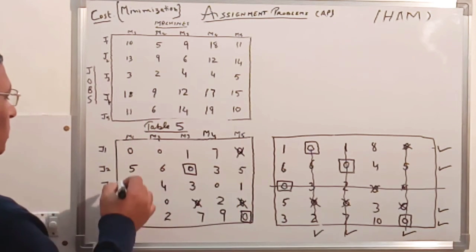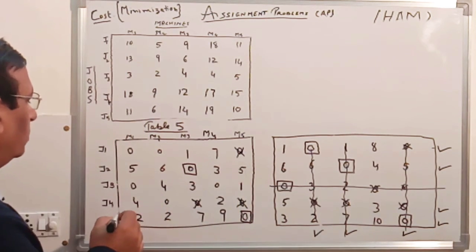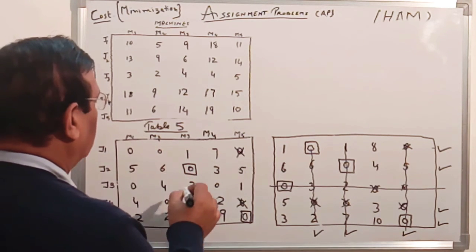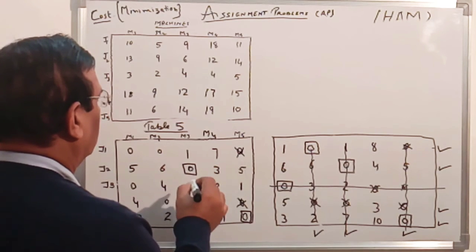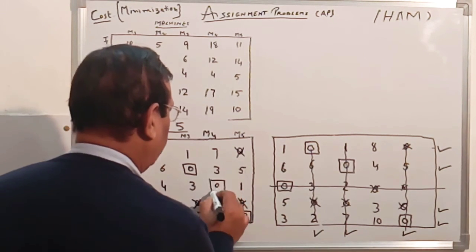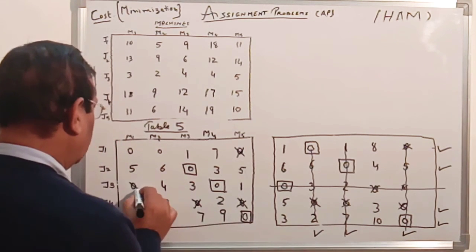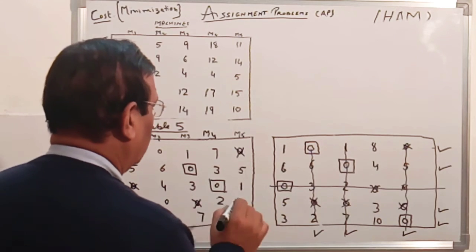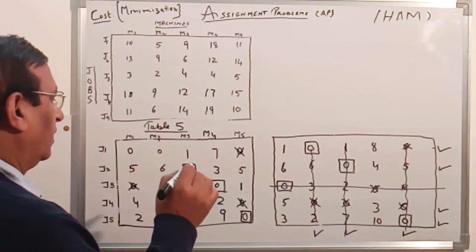Now after rows, come to the columns. In the first column, there are 2 zeros, we can't do. Second column, 2 zeros. Third column, assignment is there. Fourth column, single 0 is there. We can make assignment and cross other zeros lying in the row. And in the fifth column, assignment is already there.